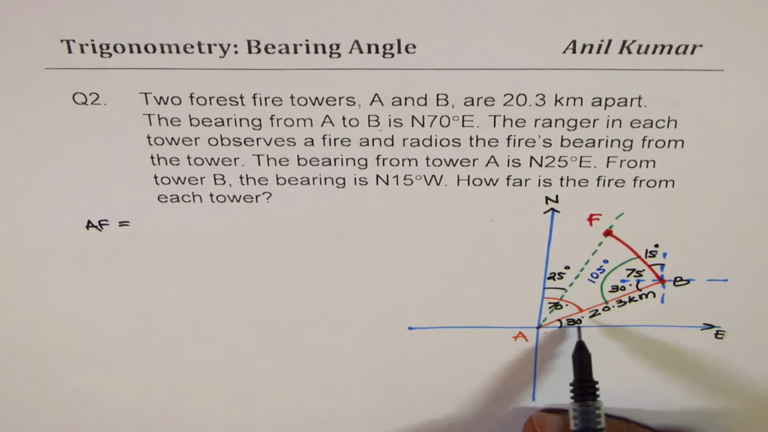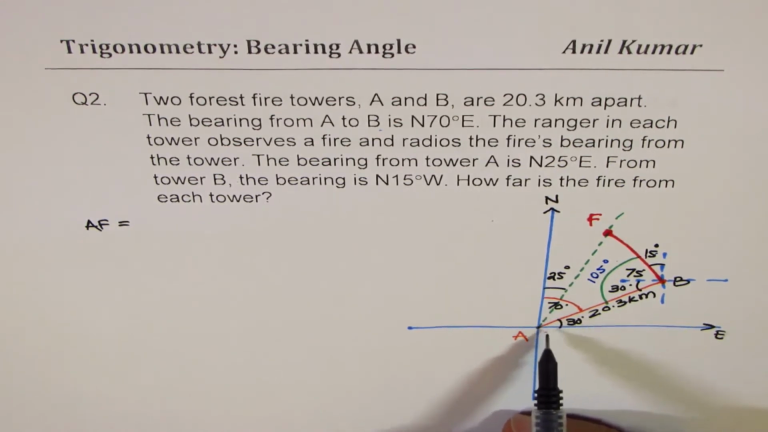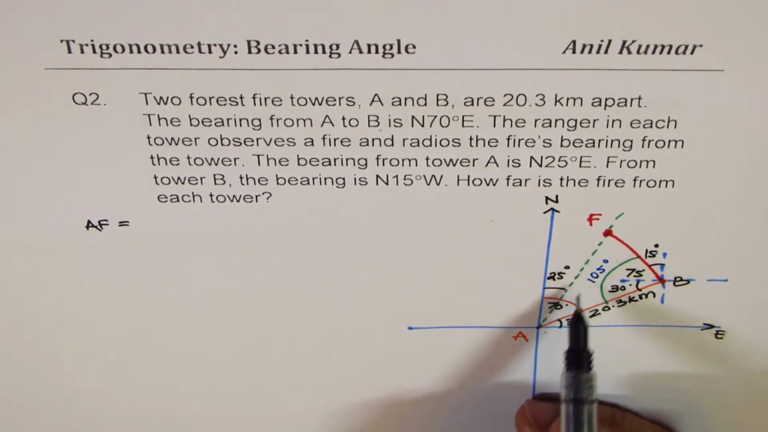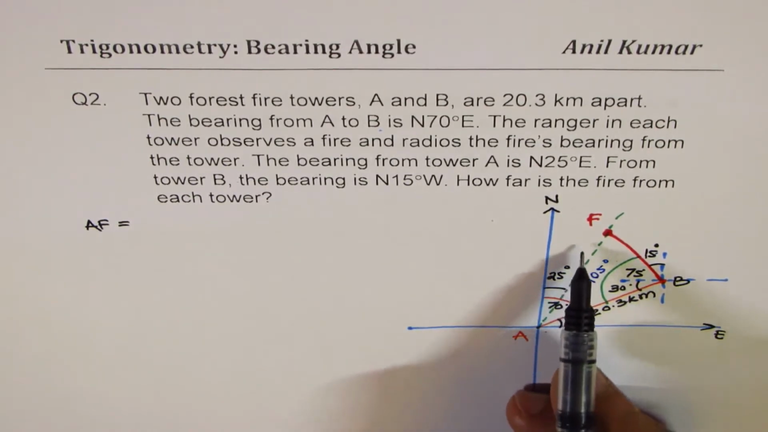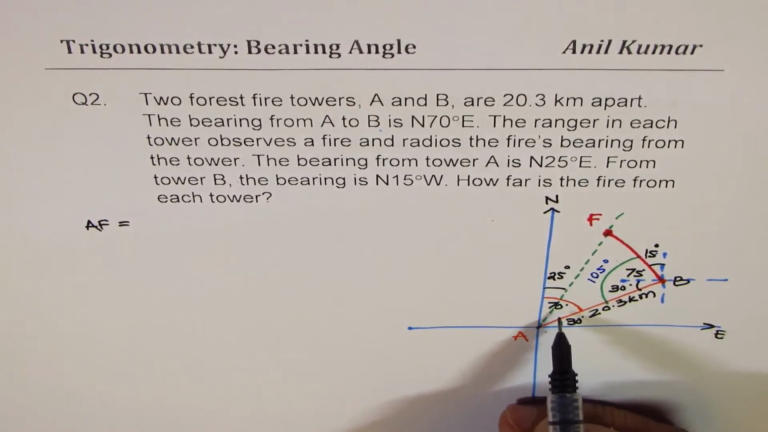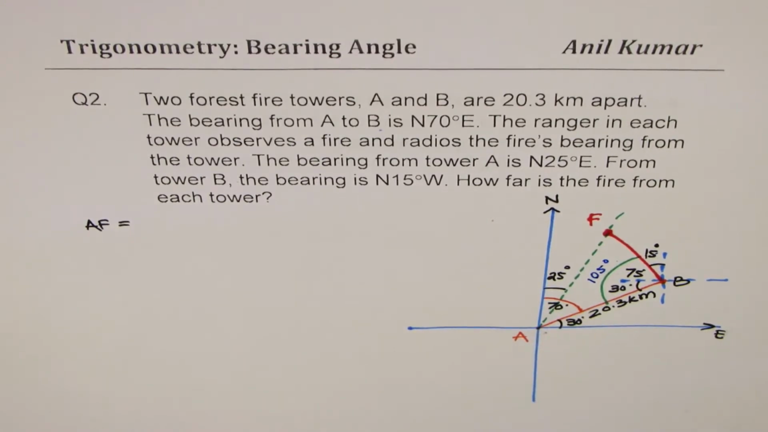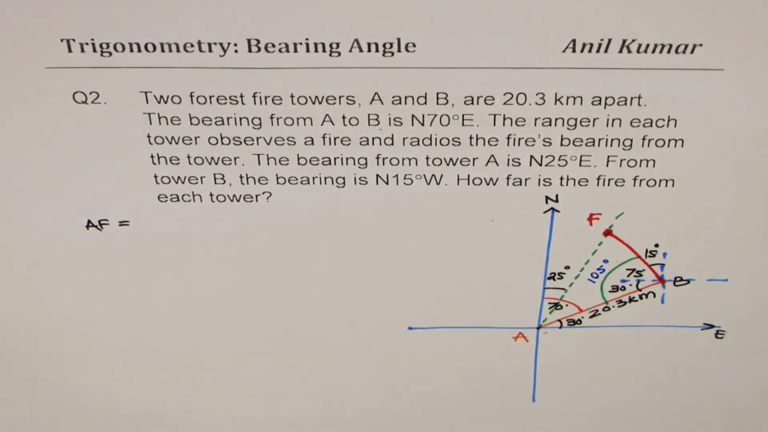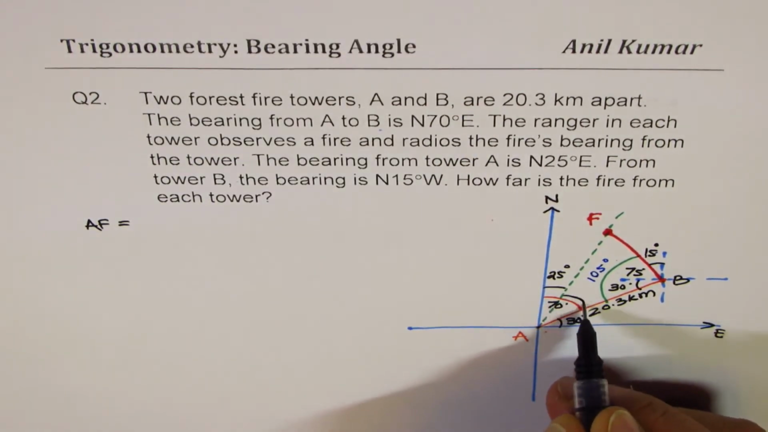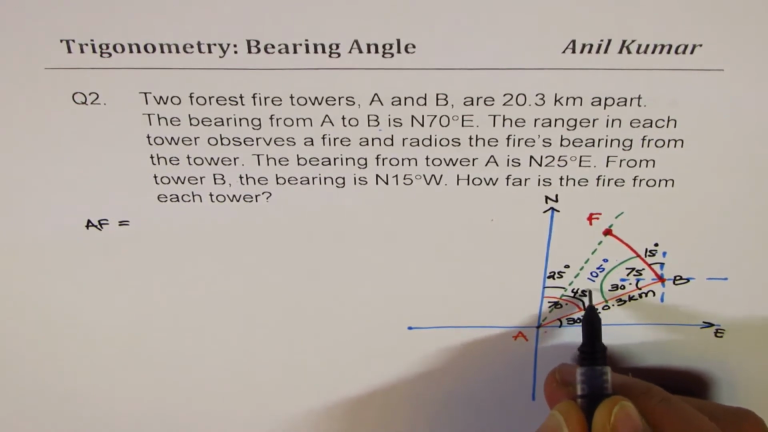Let us find this angle also, which is the angle which AF makes with AB. So 25 degrees taken away from 70. So let's do it. 70 minus 25 equals 45. So this angle here is 45 degrees.